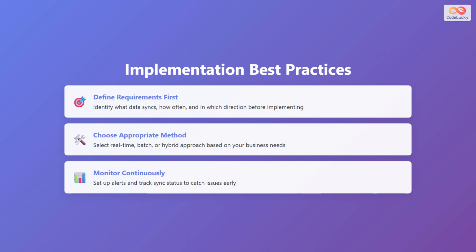Second, choose the appropriate method. Select between real-time, batch, or hybrid approaches based on your specific business needs. Real-time sync provides the best experience but requires more resources. Batch sync is more efficient but introduces delays. Third, monitor continuously. Set up alerts to track sync status and watch for errors. Catch issues early before they affect your users. These three practices form the foundation of a successful synchronization implementation.